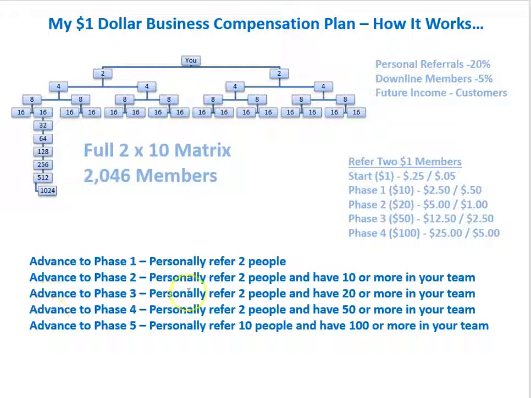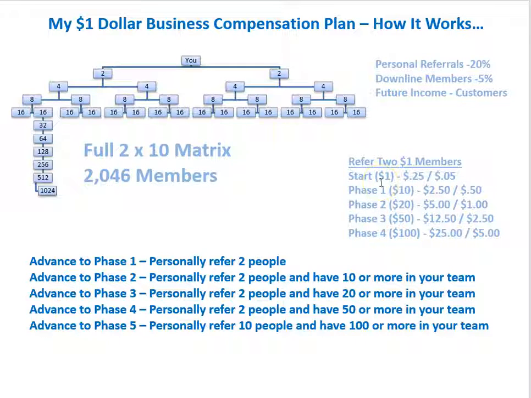And then to get to phase 4, it's going to take that snapshot again the next week, and if you still have 2 or more personally referred members and 50 or more people in your team, you're going to move into phase 4, the $100 level. This is the highest commission payout level in this business. So it's where your ultimate goal should be, to get to phase 4 as quickly as possible, because you can see the income you earn from your phase 4 members is much better than where we start out at the $1 level.